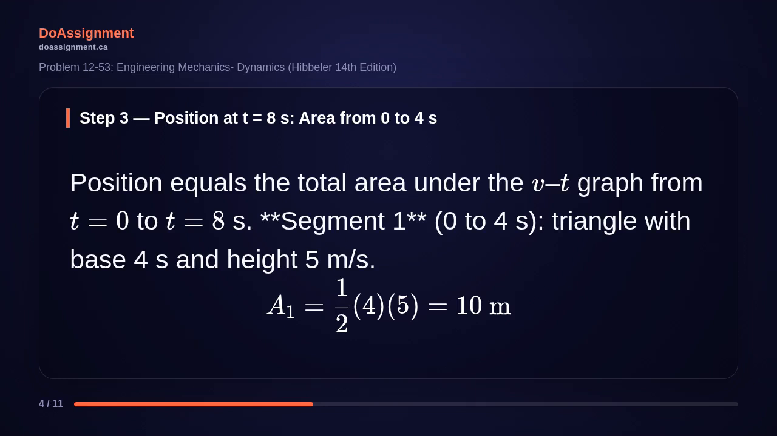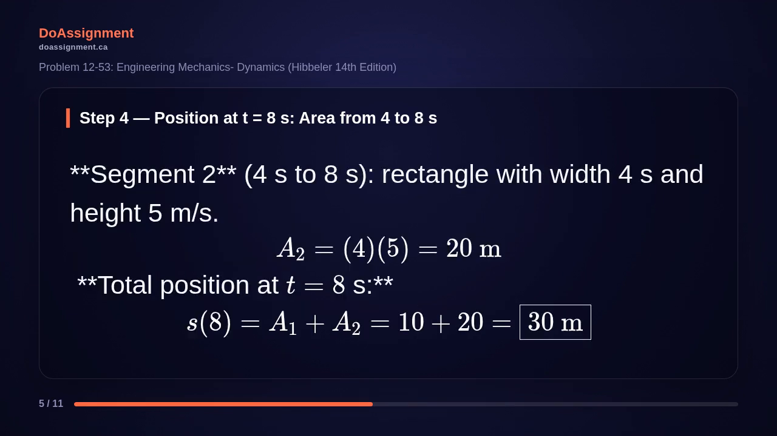To find position at t equals 8 seconds, we add up the areas of each segment from 0 to 8 seconds. The first segment from 0 to 4 seconds forms a triangle with base 4 seconds and height 5 meters per second, giving an area of 1/2 times 4 times 5, which equals 10 meters.